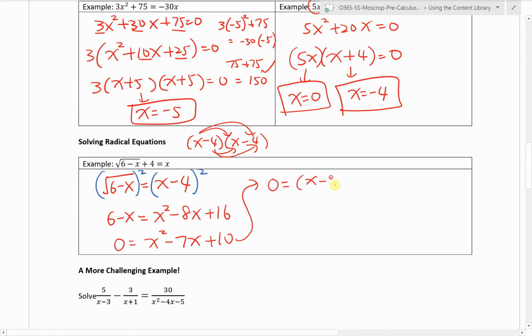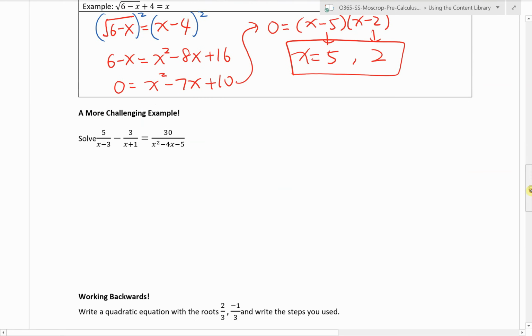I should get x minus 5 times x minus 2, right? Negative 5 times negative 2 is 10. Negative 5 plus negative 2 is negative 7. So we will end up with two solutions, 5 and 2, right? 5 minus 5 is 0, 2 minus 2 is 0. And there you go, finished.